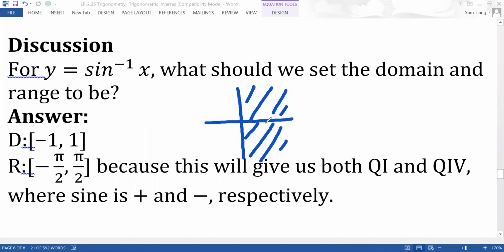Mr. Liang, couldn't sine also be positive and negative respectively in quadrants 2 and 3? Yeah, it could also be 2 and 3. But conventionally, we'll just work with quadrant 1 and quadrant 4. Okay. But technically we could also do quadrant 2 and 3.